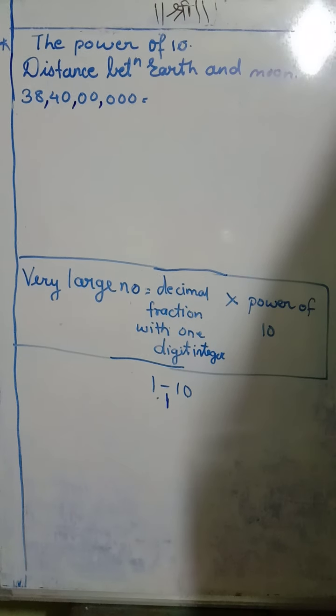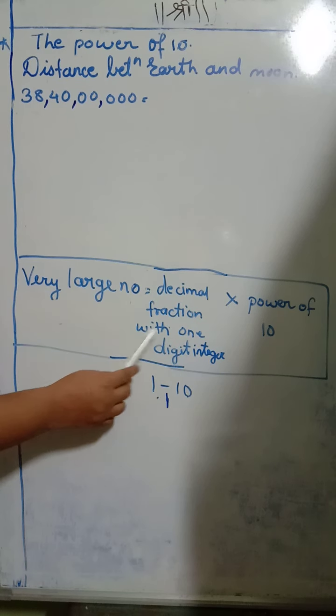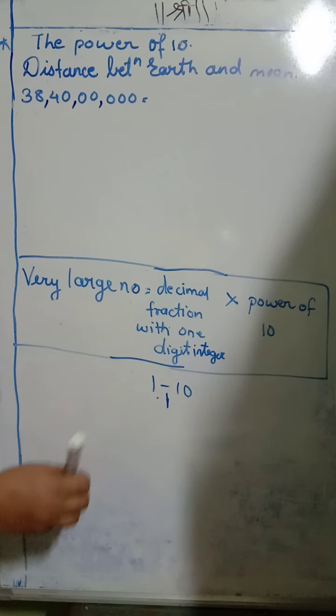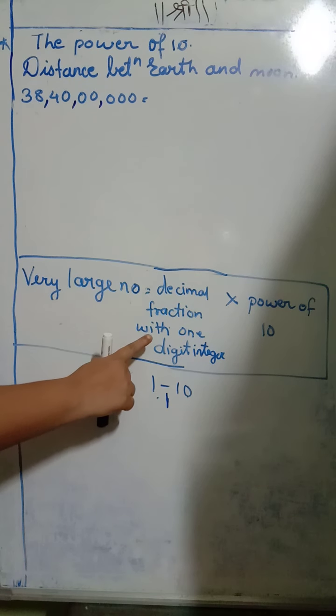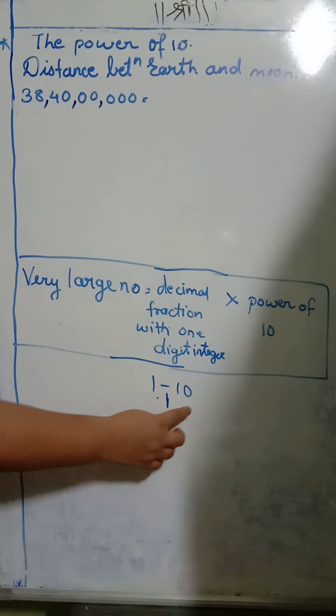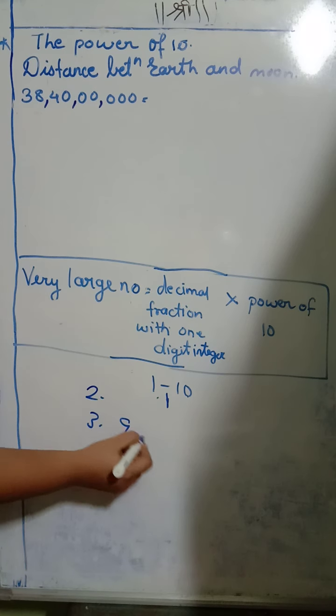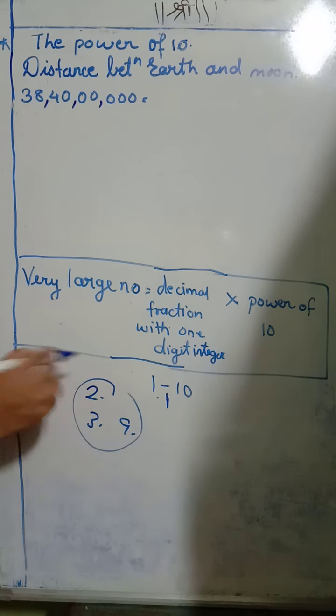So now we'll convert this very large number to a standard form. This is a very big number, so you have to make it a small number first. It should be a decimal fraction with one digit before the point, and that number before the point should be between 1 and 10, for example 2 point, 3 point, 9 point. So in this form you have to convert it.